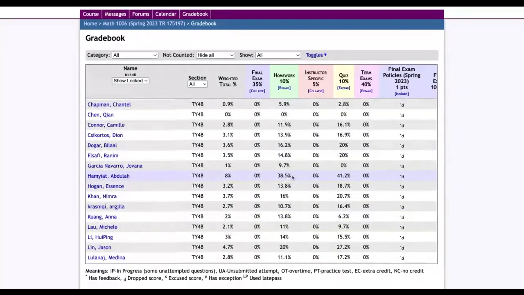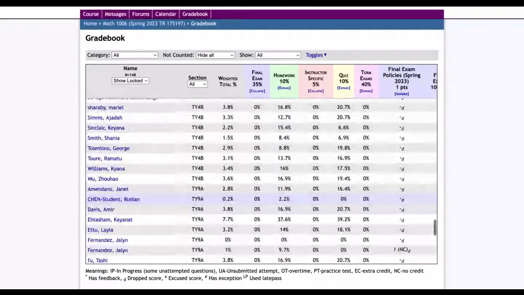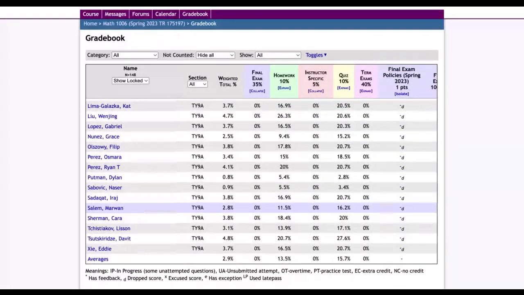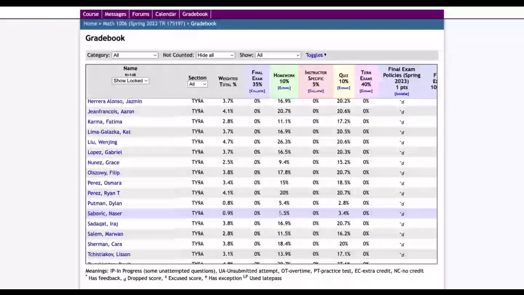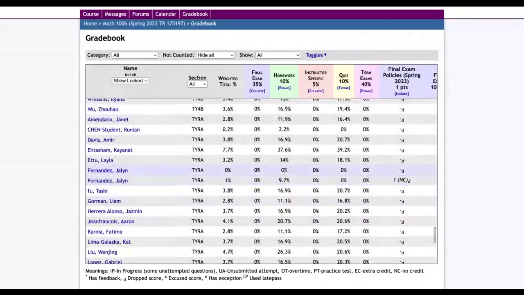Oh, this is the greatest, 38.5. Right, someone finished the 38.5%. And I think if you're around 10, you're fine. But most people are around 10. But if you're less than 10, 5.5, 5.3. And who's this? Fernandez?